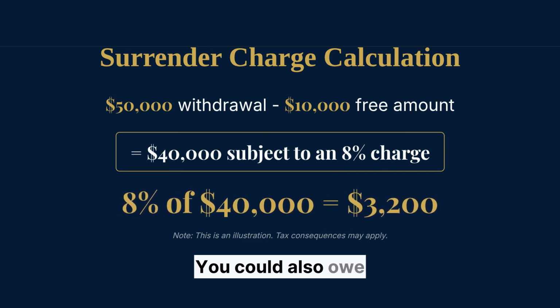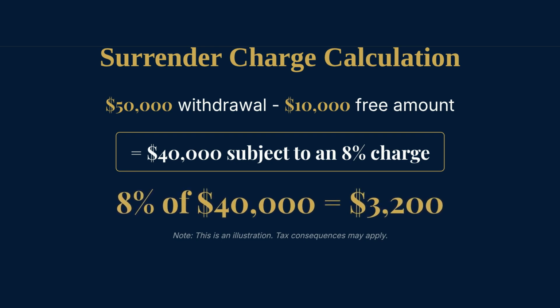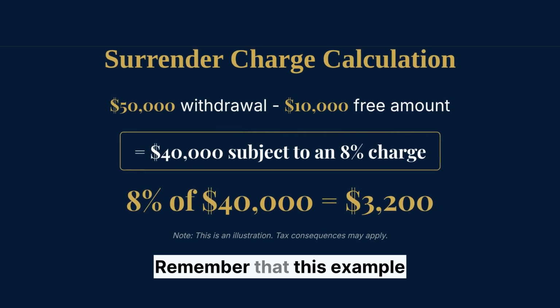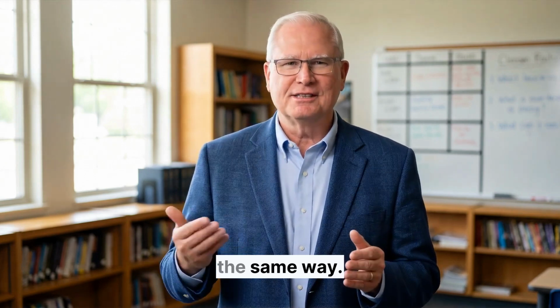You could also owe income taxes and possibly an additional federal tax. We will discuss those tax consequences in a moment. Remember that this example is only an illustration. Your contract may calculate the charge differently. Not every insurance company calculates surrender charges in the same way.